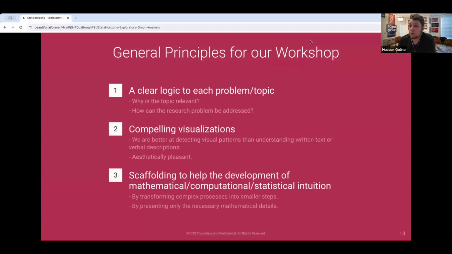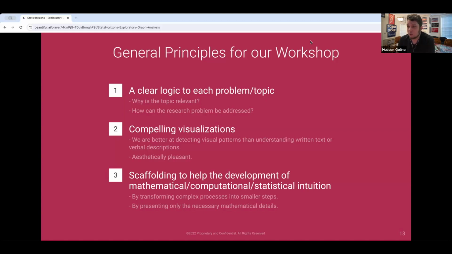So the general principles for this workshop are a clear logic to each problem and topic. So we will always be discussing why the topic is relevant, how the research problem can be addressed, and compelling visualizations. That's the cornerstone of this workshop and my teaching style. We are much better at detecting visual patterns than understanding written texts or verbal descriptions. And I will use it as much as I can.